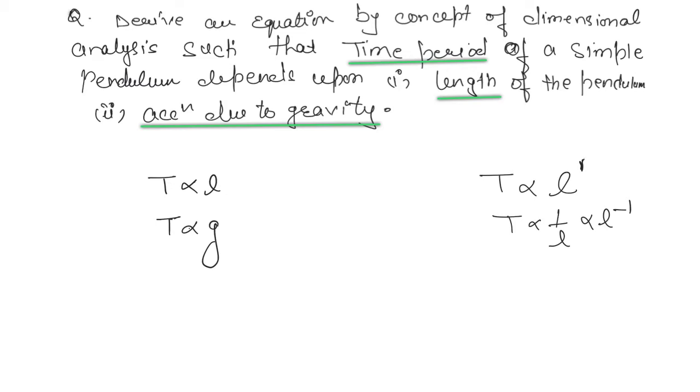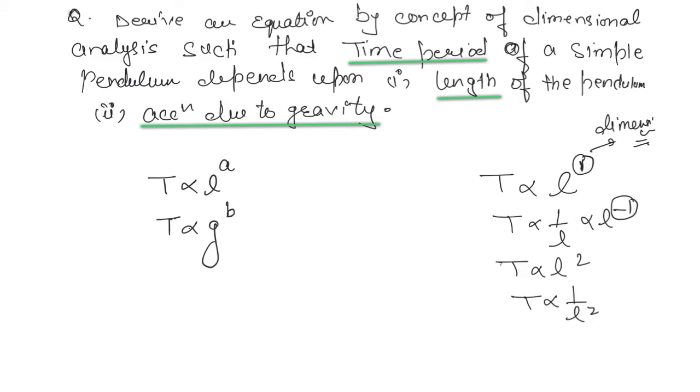If it is directly, the power will be 1. If it is inversely, the power will be, class, minus 1. Maybe T is directly proportional to L square, T is inversely proportional to L square. We don't know na. Class, am I audible? So we don't know what is the power, and these powers are called dimensions. Okay, so what we will do, we will consider it A. So time period depends on length with dimension A. In the same way, time period depends on acceleration due to gravity with dimension B.